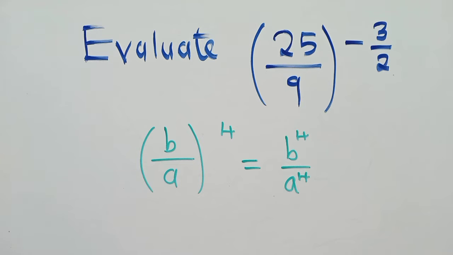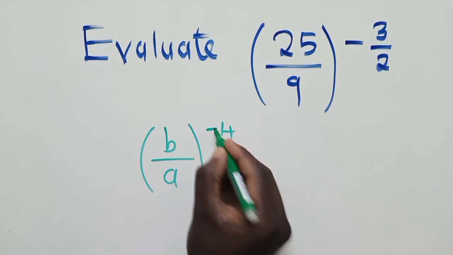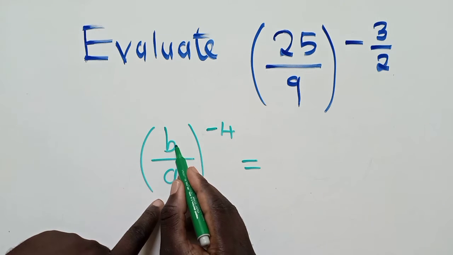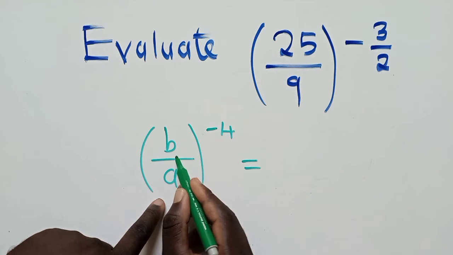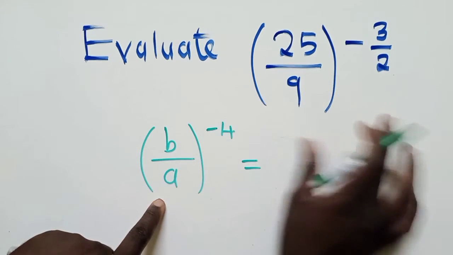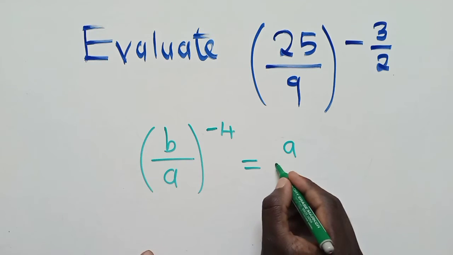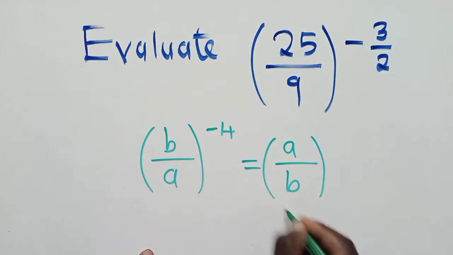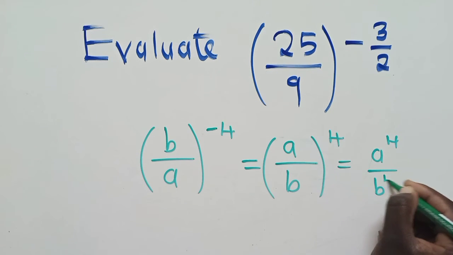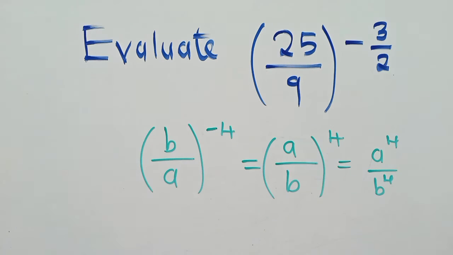Now, in a situation where the power is a negative power, what happens? Like I said, in terms of flats, what is on top will go down, and what is down there will go on top. So it will be like this. It's supposed to be a here. It will be a over b, and the power becomes positive. Next, you just distribute this power here and here, just like that.